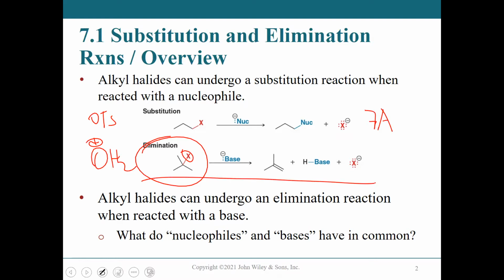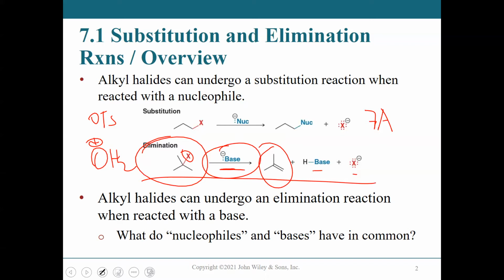Now we're in elimination. We're going to be using a base. Base is really the key term here. And as you can see, we're producing an alkene. Okay, so a double bond is being produced in this particular compound. Don't worry about the other species that are produced. Those are side products, byproducts of the reaction, so they are really not important. The most important part is that we're producing an alkene.